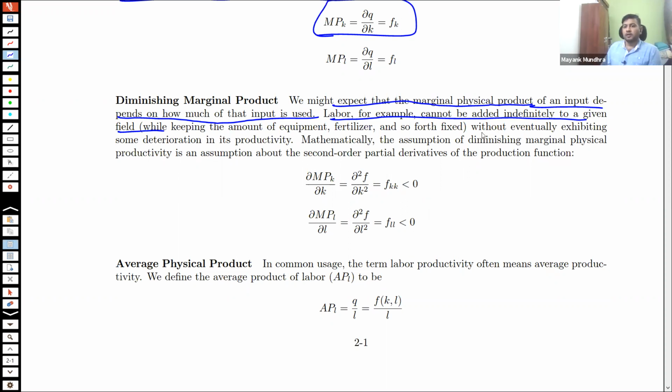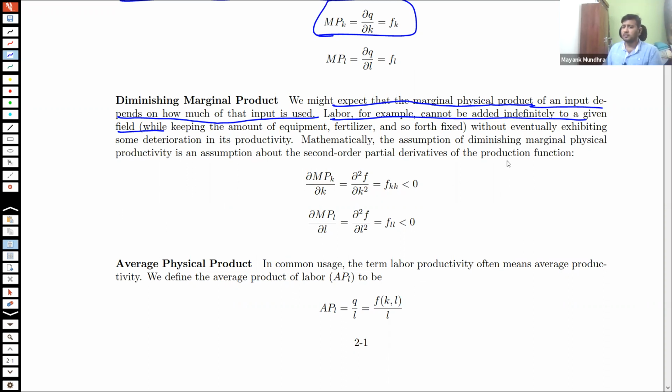Okay. So that is something we don't assume, that people are going to fight if you hire too many people. That's not the assumption here. The idea is that after some point, with the limited amount of capital that you have employed, these laborers are not going to be that effective.